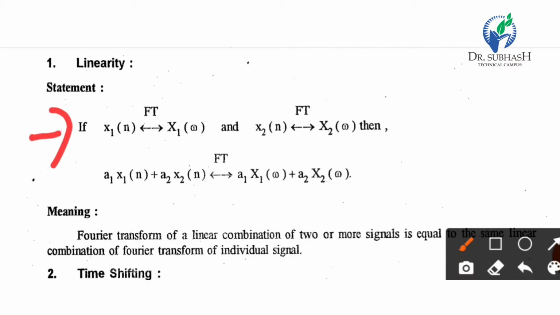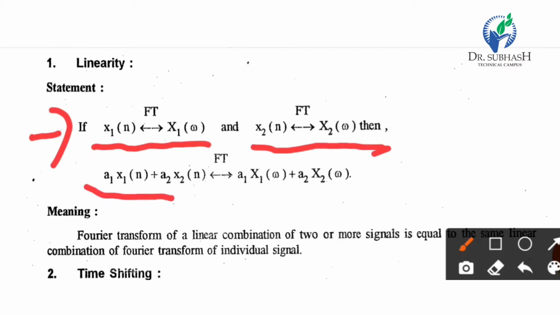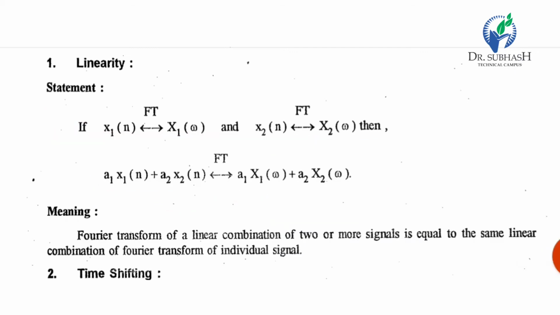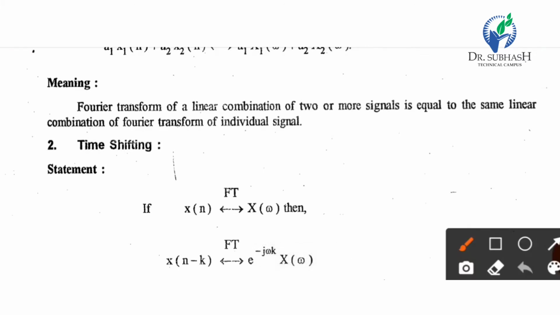if x1(n) Fourier transform is X1(ω) and x2(n) Fourier transform is X2(ω), then linearity says that a1 x1(n) plus a2 x2(n), where a1 and a2 are constants, has the Fourier transform a1 X1(ω) plus a2 X2(ω). So the Fourier transform of a linear combination of two or more signals is equal to the same linear combination of the Fourier transforms of the individual signals.